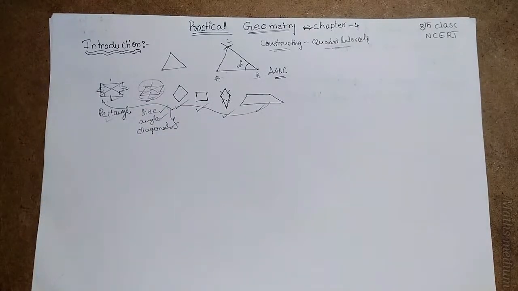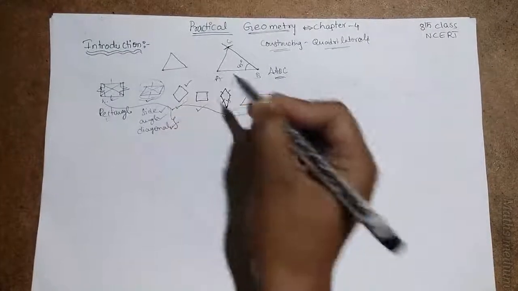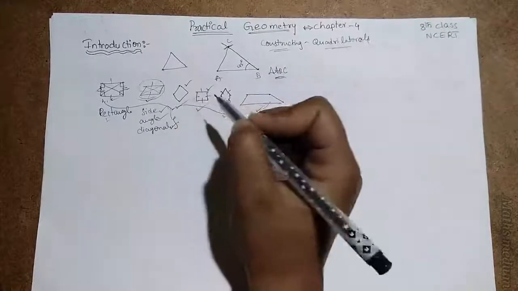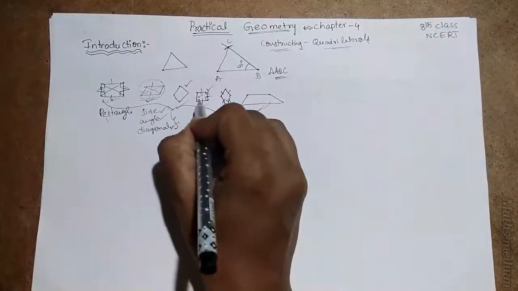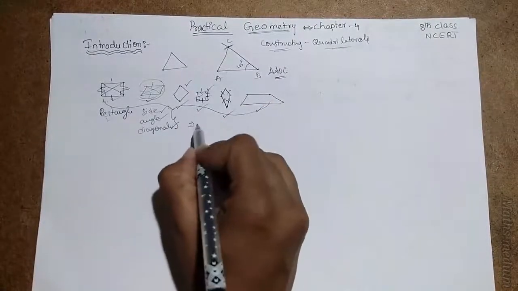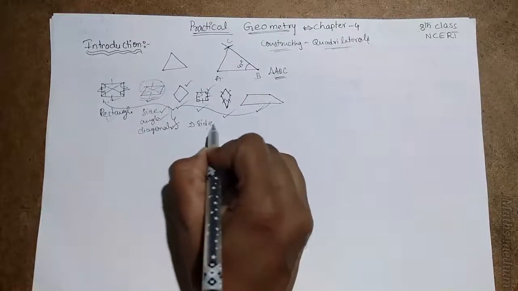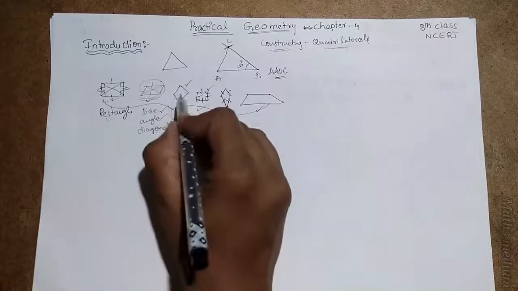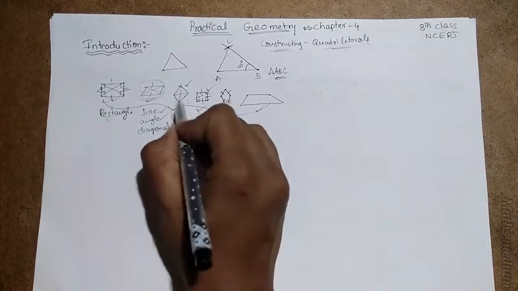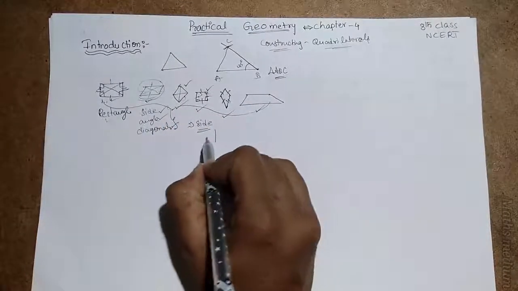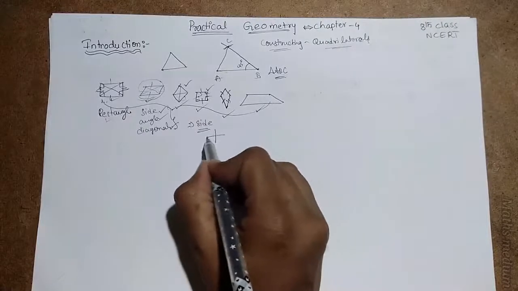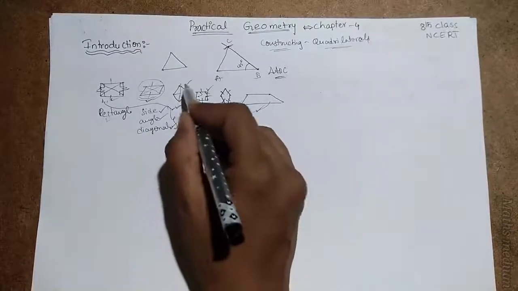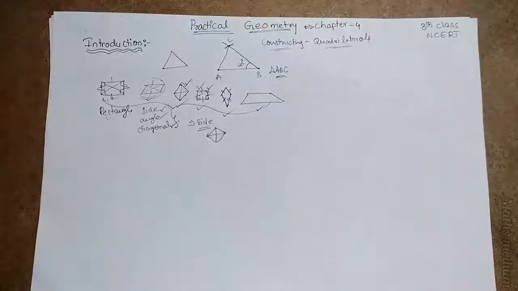In special cases like a square and a rhombus, we know that a square has all 4 sides equal and 90 degree angles. So there is a chance of being given just one side, and then we construct a square. In the case of a rhombus, if they give a diagonal, then we can construct the rhombus also. These two are special cases of the construction of quadrilaterals.